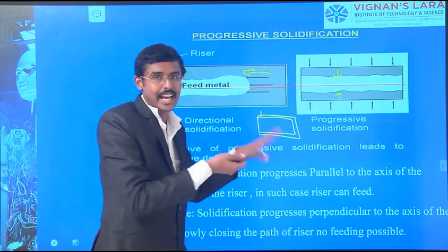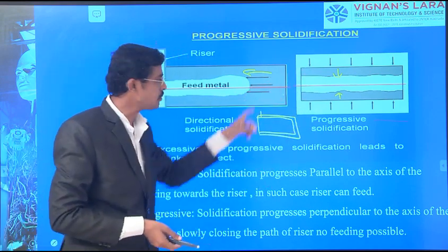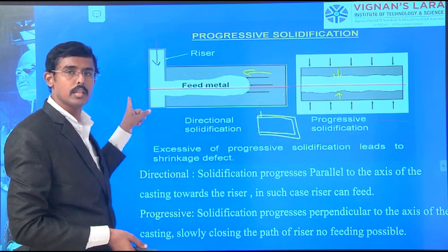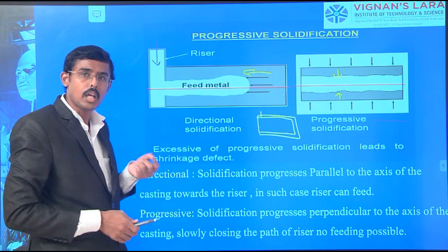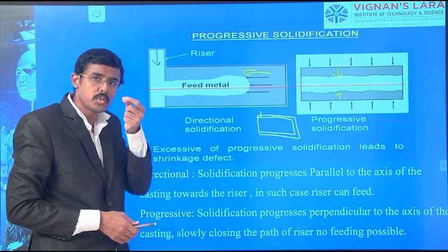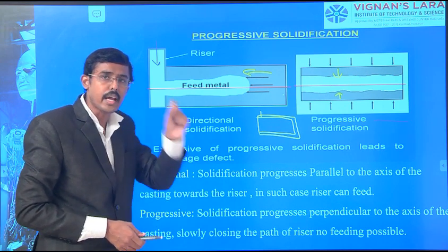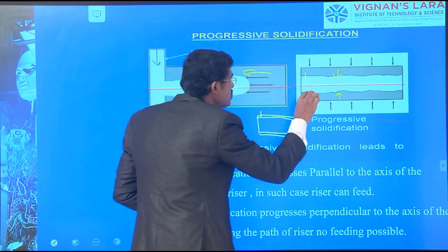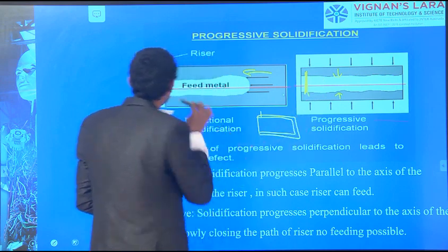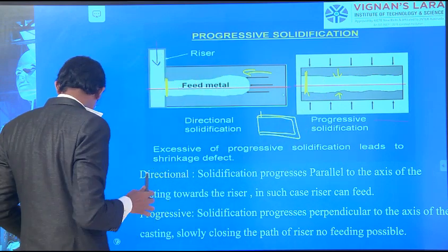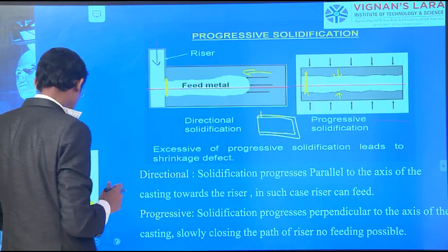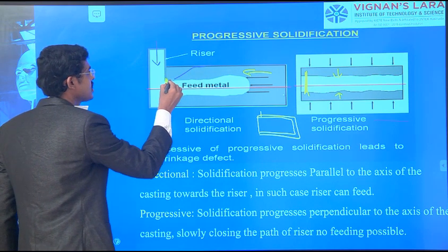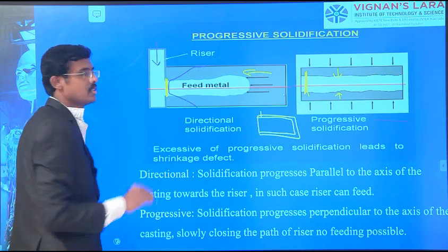But both happen together. When the air interaction occurs, progressive also happens. At the same time, on this side directional solidification also happens. But how should we design? We should design for the ability of directional solidification only. If progressive solidification happens perpendicular, it will close here. If it closes here, what happens? I have designed the same section a little bit thin here. This design should not be like this. In case the design is like this, what happens?